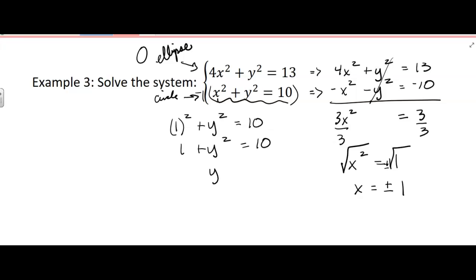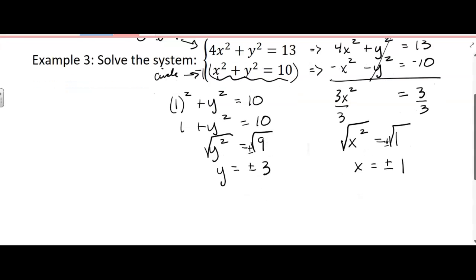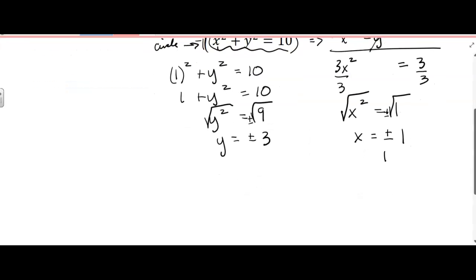Or subtracting the 1 from both sides, y squared equals 9. Now, I can take the square root of each side to solve for y. Y equals plus or minus 3. Now, be very careful here. So what happened was I plugged in 1. That was one of my solutions. I have two solutions, 1 and -1. But just the solution 1 got me two answers.